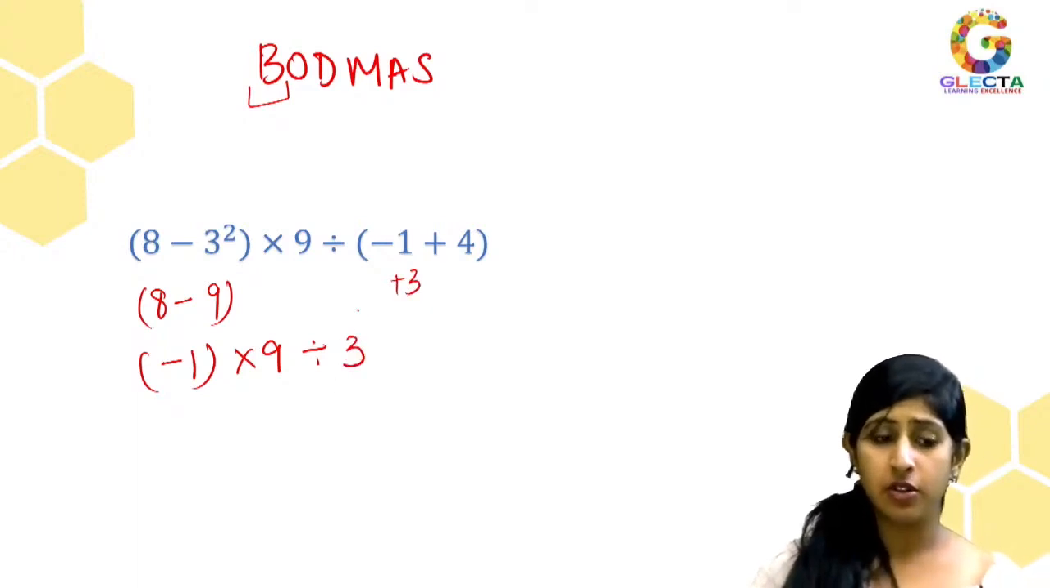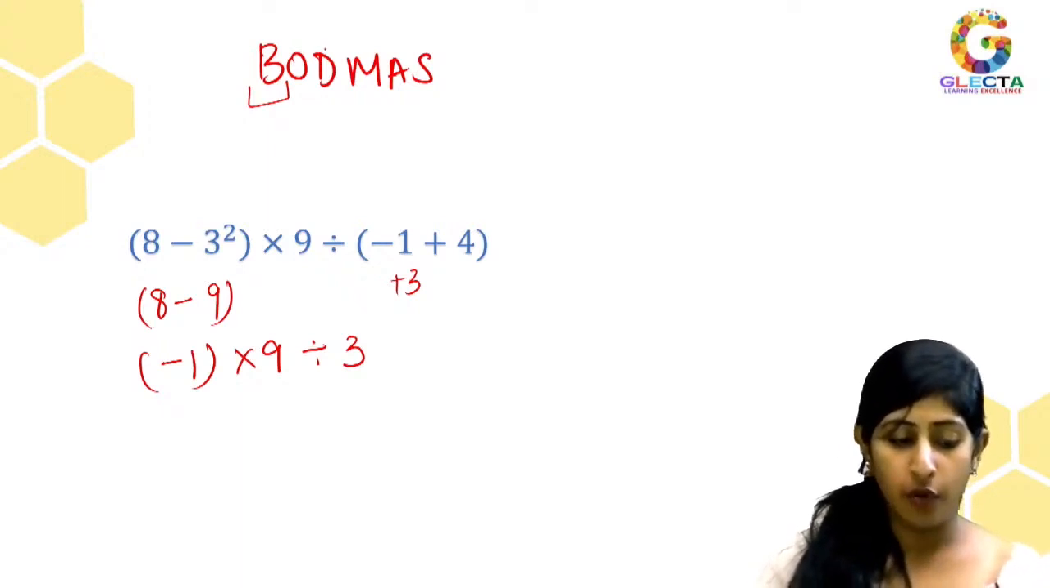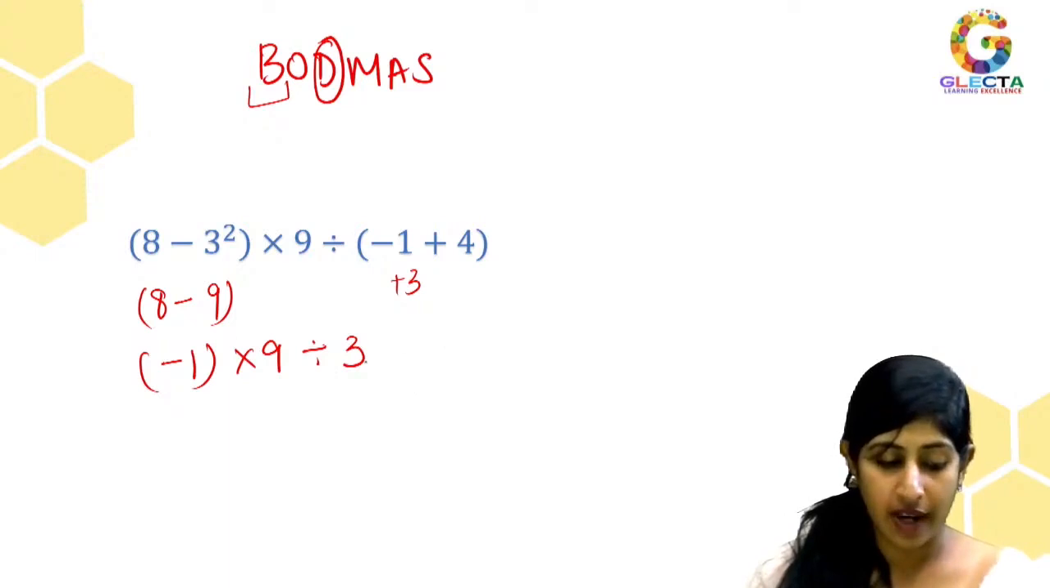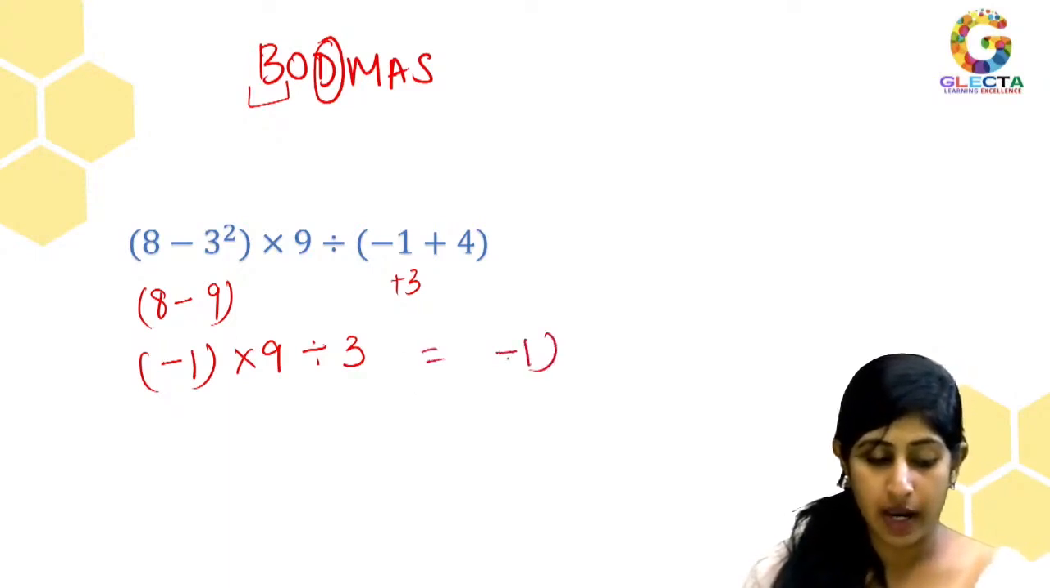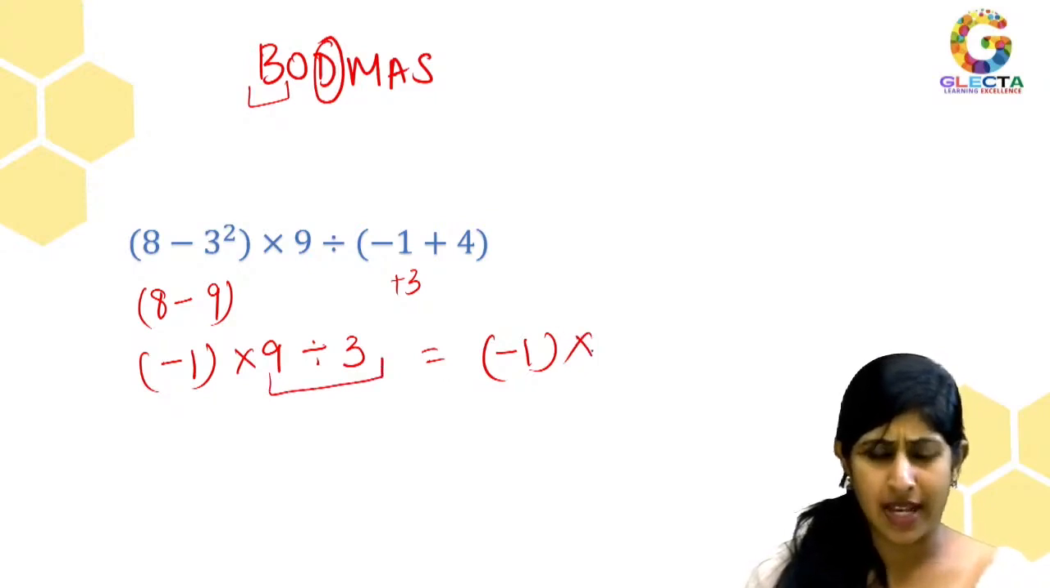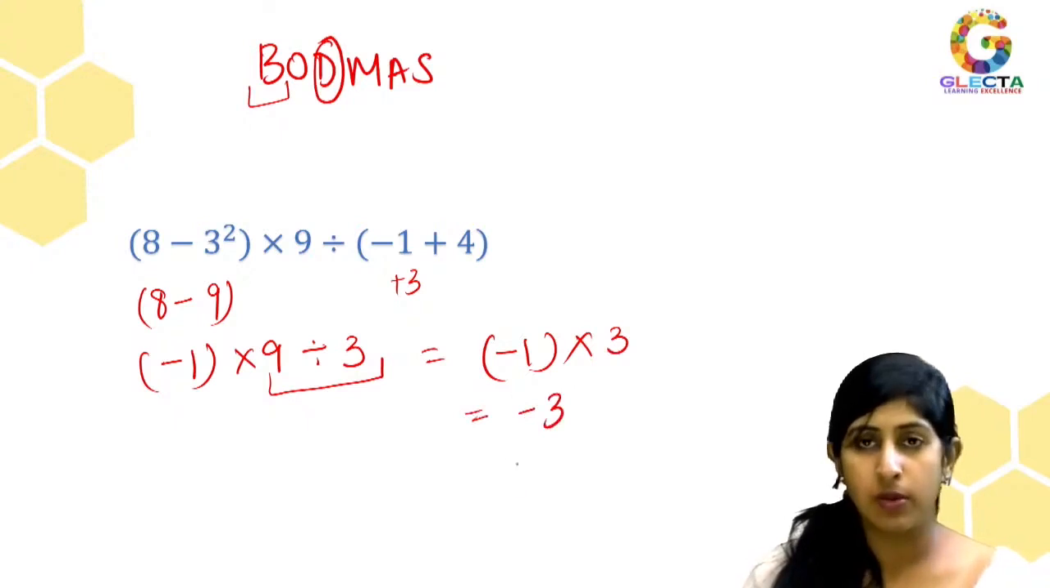Do I multiply first or do I divide first? Now over here I have division, D initially. So I'm first going to divide it. So this is actually equal to minus 1 into 9 divided by 3. 9 divided by 3 is 3 and my answer comes out to be minus 3.